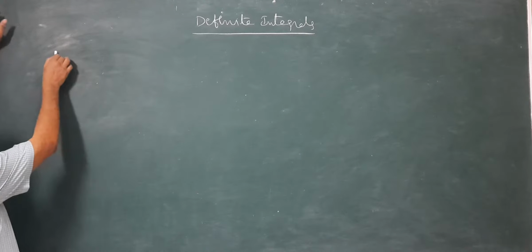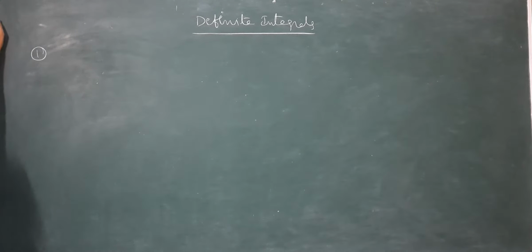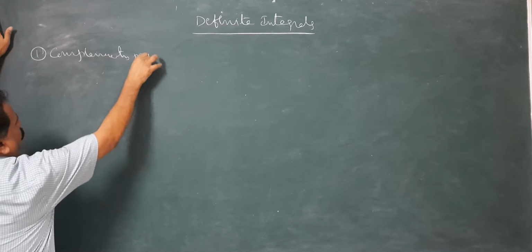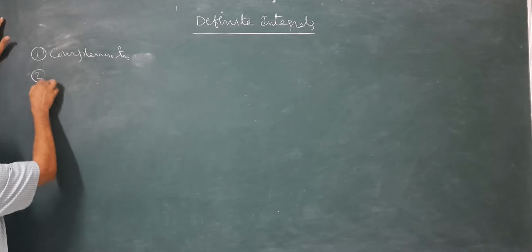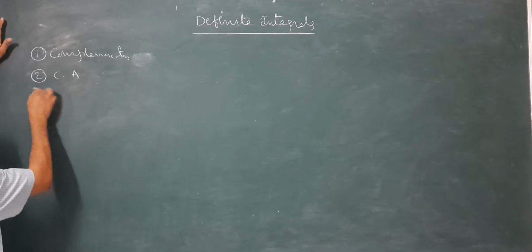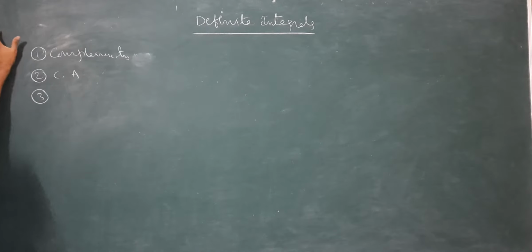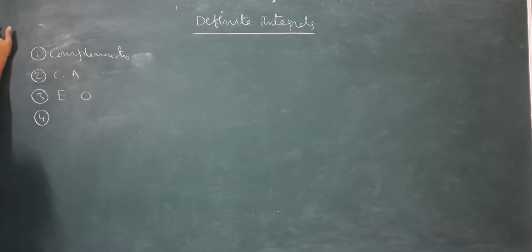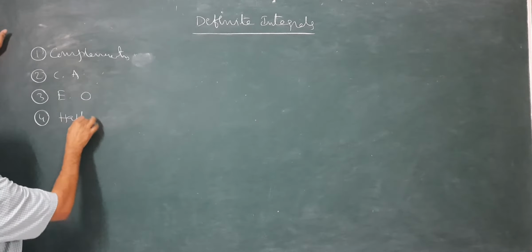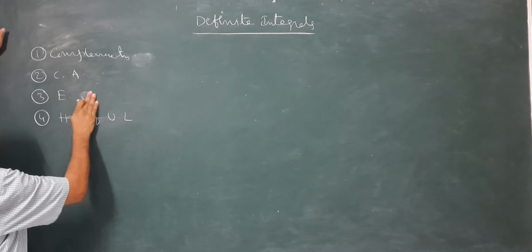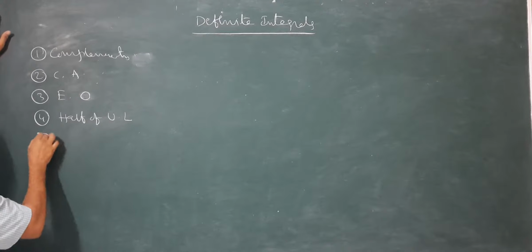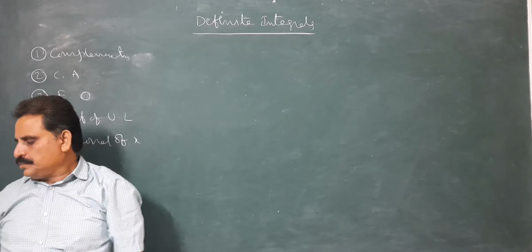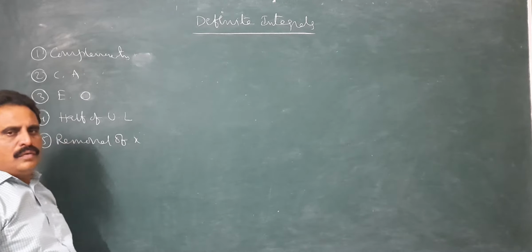In this video, we discuss some points. The main points are: first, the complementary property; second, the complementary application; third, the even-odd property; fourth, half of upper limit; fifth, removal of x. Now here, one by one we discuss that.